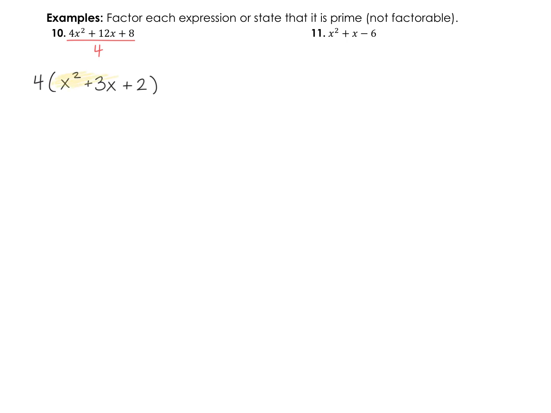And now you focus on the inside. So look inside, and you see x squared plus 3x plus 2. So again, you're multiplying a times c, but a is 1. So really you're just multiplying to c. Multiplying to 2 and adding to 3. Okay, so two numbers that multiply to 2 and add to 3.